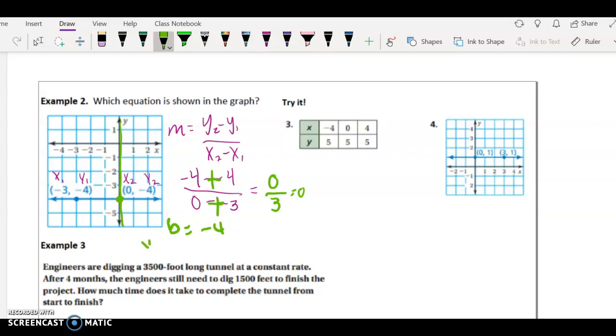So when I write my equation, I have y equals 0x minus 4. But 0 times anything is 0. So no matter what number I put in for x, it's going to be multiplied by 0. So the way we write this equation is just y equals -4. So this is saying no matter what my x value is, I'm going to be at -4 for my y value.